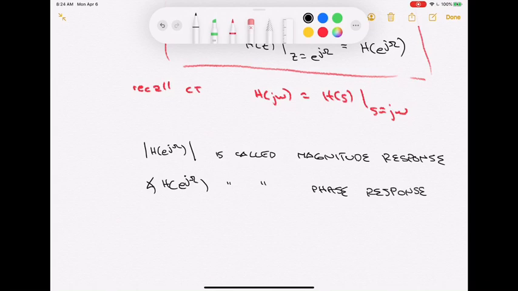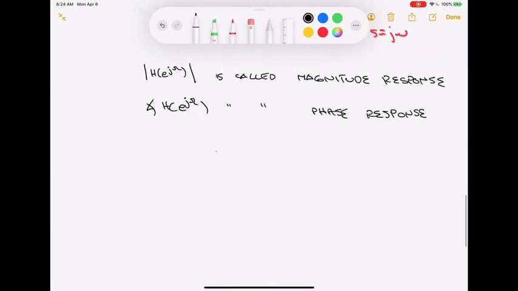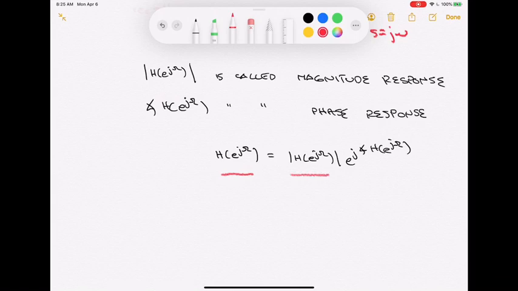If I want to show it slightly differently, we know that the frequency response, H(e^{j omega}), can be written in polar form, which is the magnitude response, |H(e^{j omega})|, times e to the j angle of H(e^{j omega}). So a little bit different representation of frequency response. It is equal to a magnitude response and a phase response, coupled together in the standard polar form kind of way.